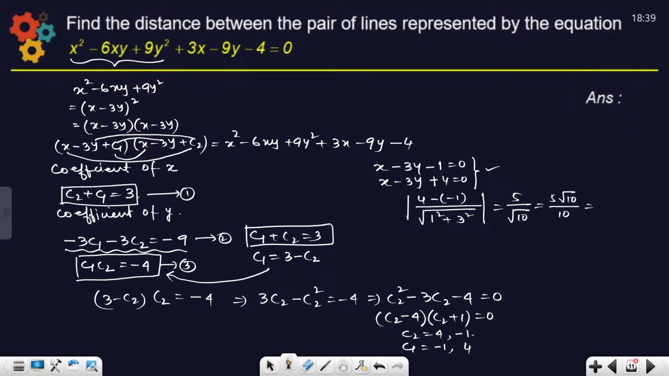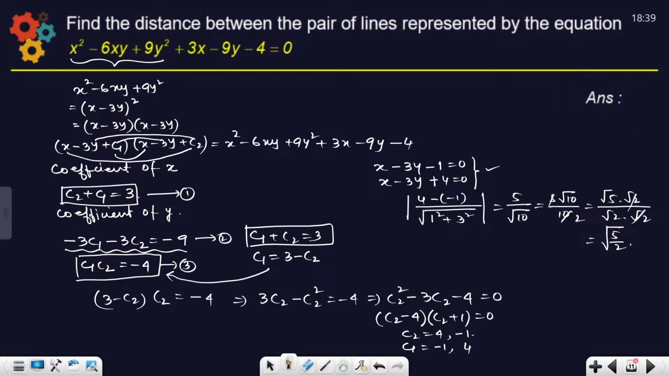That gives us what? It's something like this. Or you can write this as root 5 into root 2 over root 2 into root 2. So it cancels off, and the answer is coming to root 5 over 2. Whichever way you can write your answer.